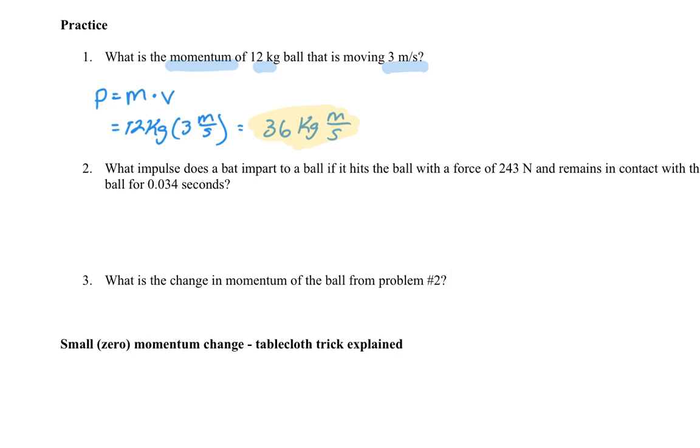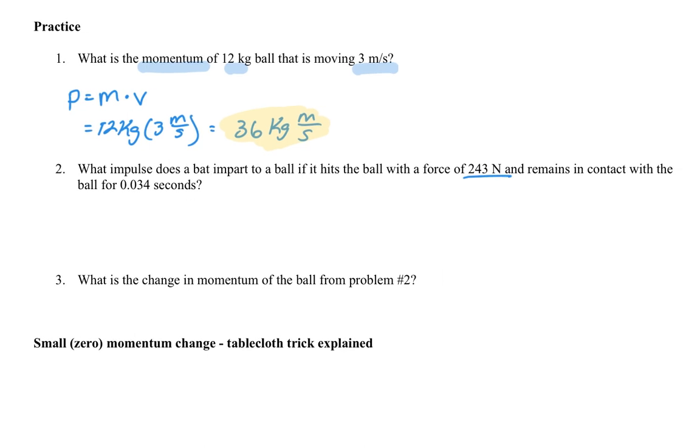Next question asks, what impulse does a bat impart to a ball if the bat hits the ball with a force of 243 newtons and remains in contact with the ball for 0.034 seconds? So our impulse equation tells us that impulse is equal to force times a change in time. We know the force, it's 243 newtons. We know the time that the force acts on the ball is 0.034 seconds. That's a delta t. We started our timer at 0 and it ended at 0.034 seconds.